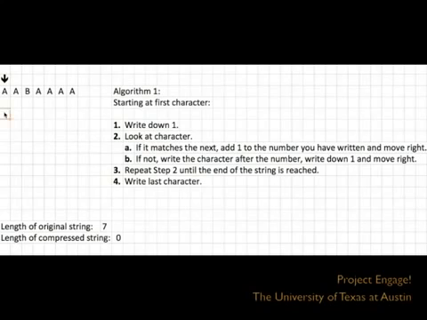Starting at the first character, write down a 1. Look at the character. Okay, so here, if it matches the next, which it does, we're going to add 1 to the number that we have written and move right. And then repeat step 2 until the end of the string is reached. So look at the character. If it matches the next, which it does not, we're going to write the character, and then we're going to write down a 1 and move right.